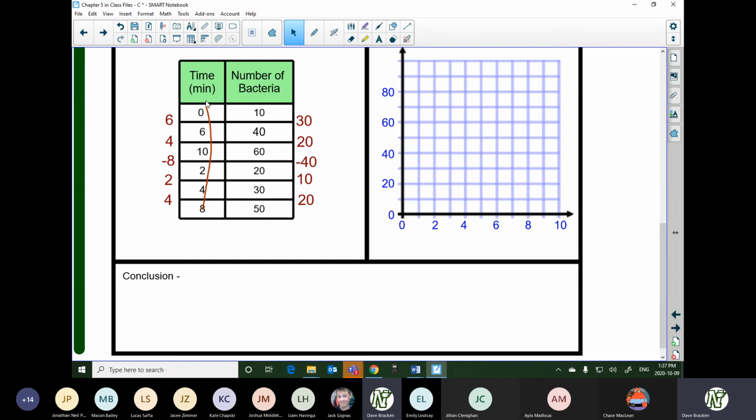The reason these are out of order, and if we put these in order, if we redo this table, 0 and 10, right here. Now the next one in line is 2 and 20. The next one in line is 4 and 30. 6 and 40. 8 and 50. And then 10 and 60. Do you see how they are exactly linear?